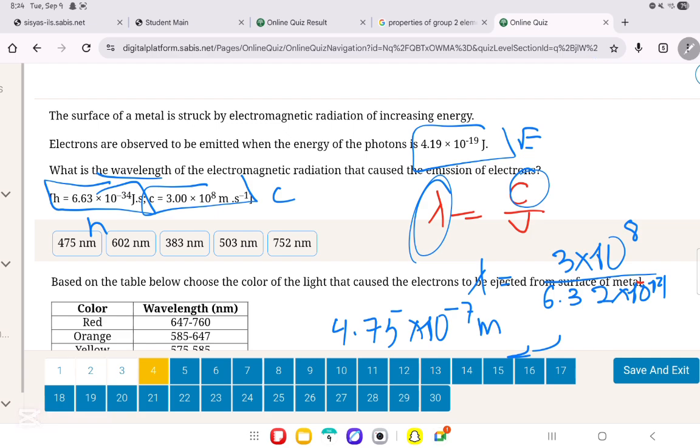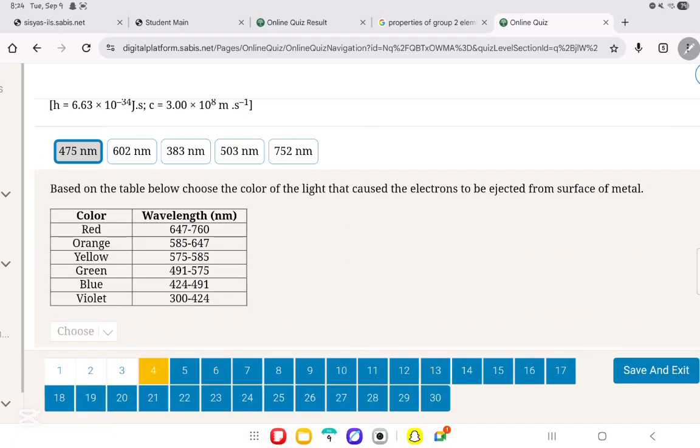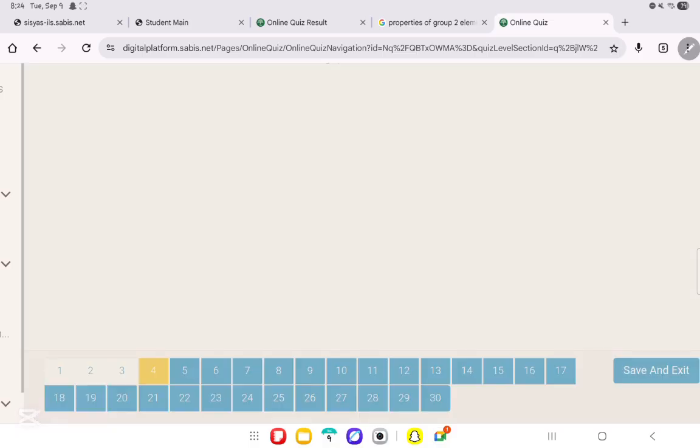But do they need our answers in meters? No, they need it in nanometers. So what are we going to do? We're going to change from meters to nanometers very simply by multiplying by 10 to the power of 9. After multiplying by 10 to the power of 9, you will get 475 nanometers. So this is our answer. Now, this is in between which two values? It's in between 424 and 491. So that means this is blue.